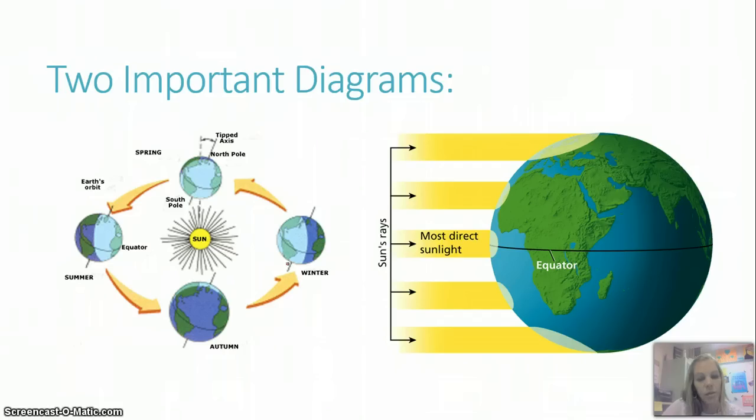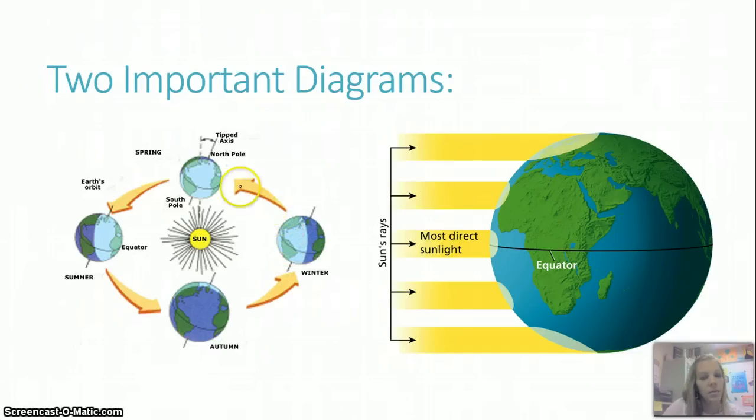Now, who's getting the most direct light? It would be right below the equator because that would be getting the most direct sun rays. Whereas a place like the United States would be getting indirect light, and below the equator would be getting more direct light. That's all due to the tilt.